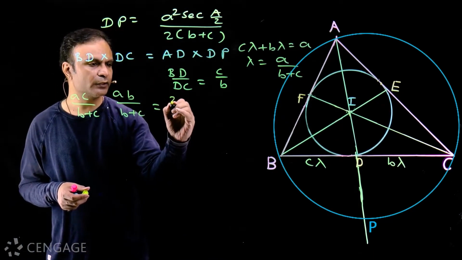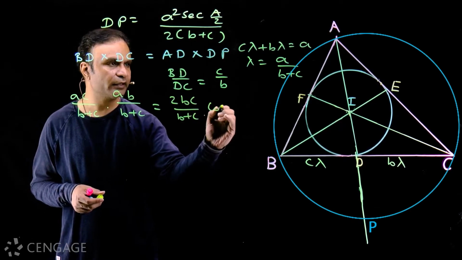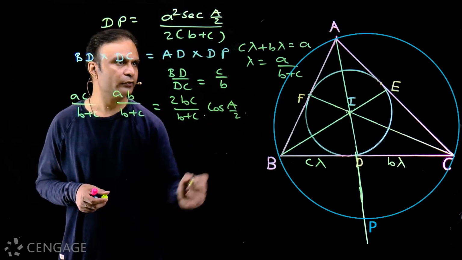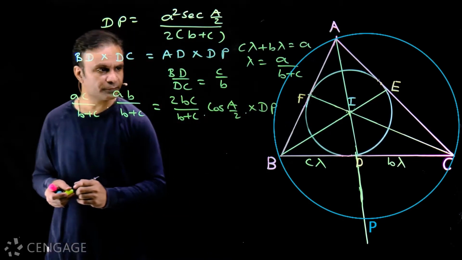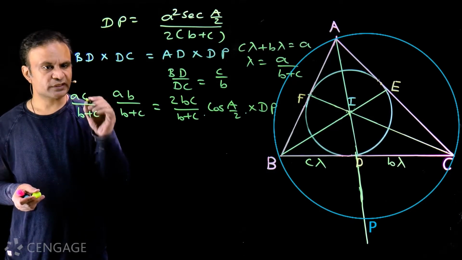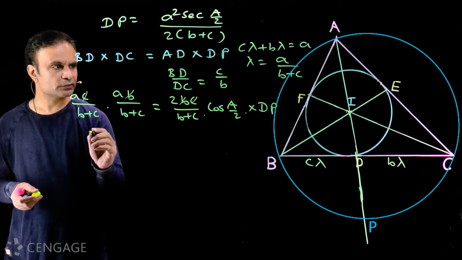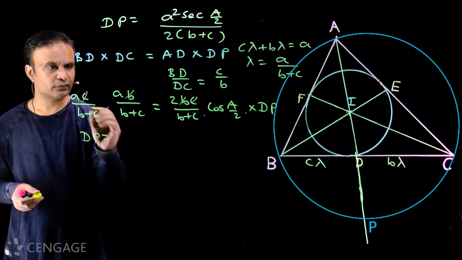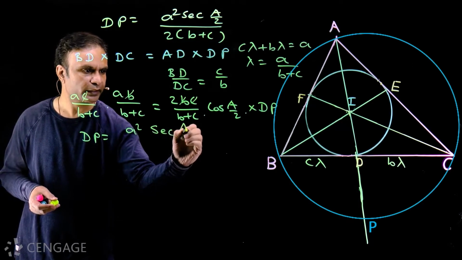AD is 2BC upon B plus C multiplied by cos A by 2. This multiplied by DP, we have to get length DP, and we can get length DP from this. From both sides, BC gets cancelled out. So we have DP is equal to a square secant A by 2.